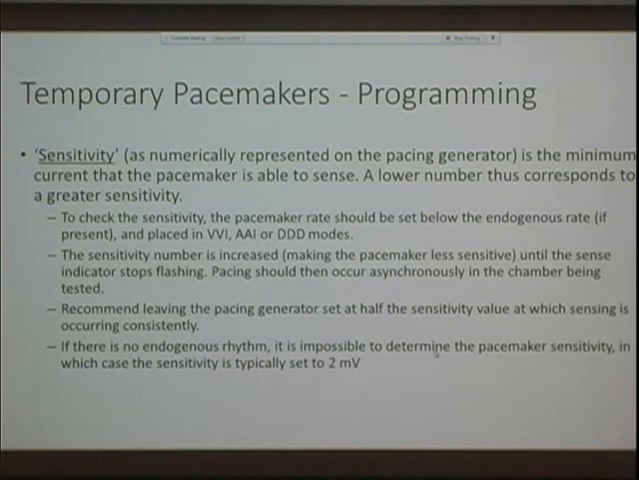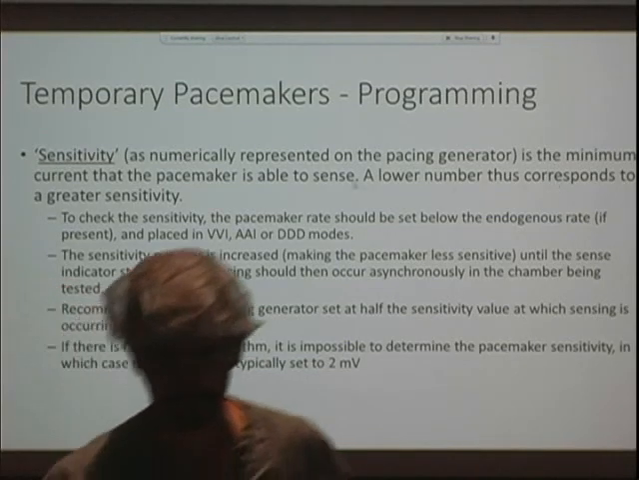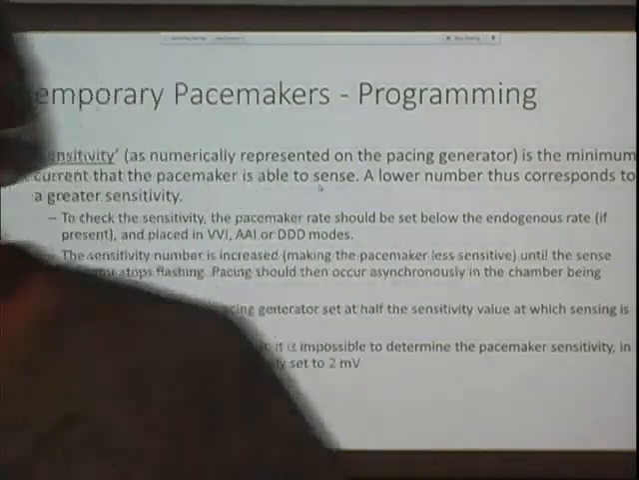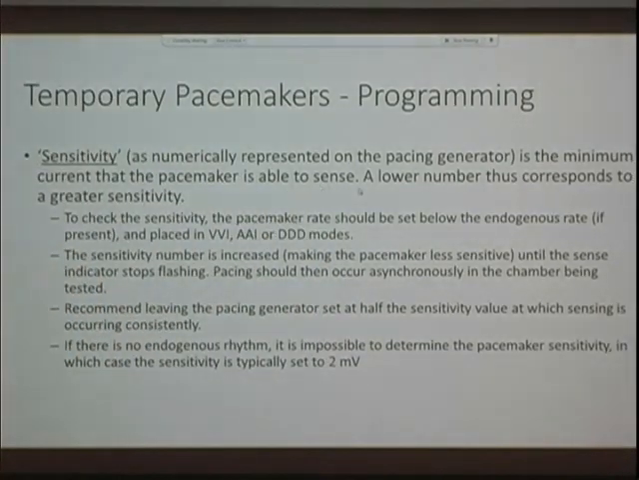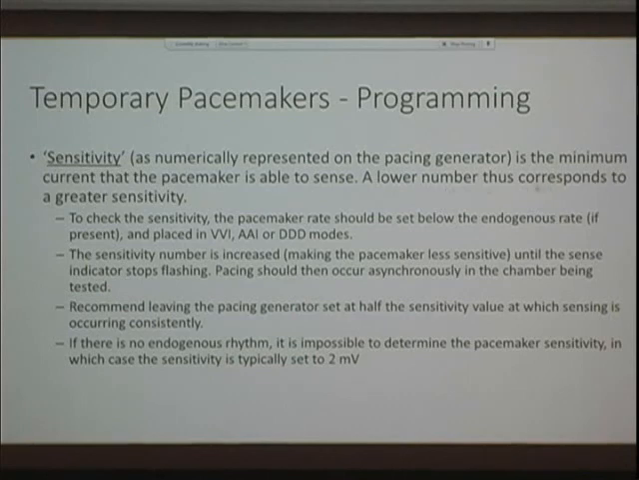Coming to temporary pacemakers that are placed post-operatively, pacemaker sensitivity is the minimum current that the pacemaker is able to sense. So let's say 1 or 2 millivolts. A lower number thus corresponds to a greater sensitivity. So if it can sense a smaller signal, it is more sensitive. Even though the number is opposite of what you would think, going from 1 millivolt to 2 millivolts is actually making it less sensitive.